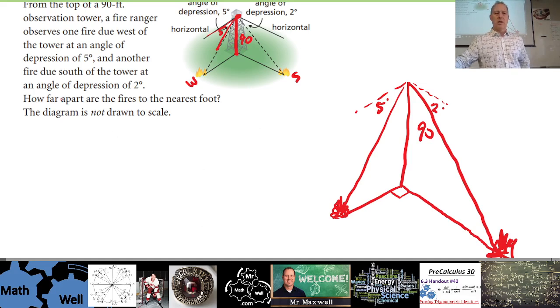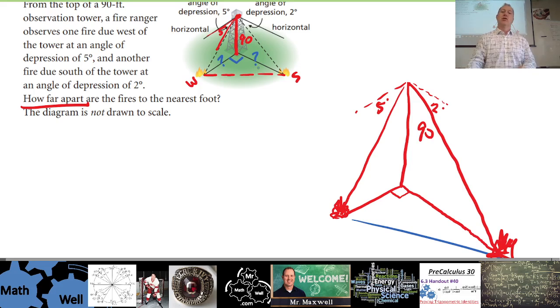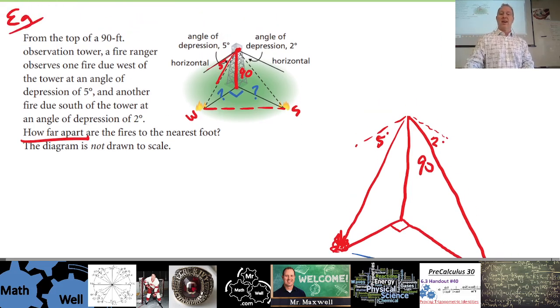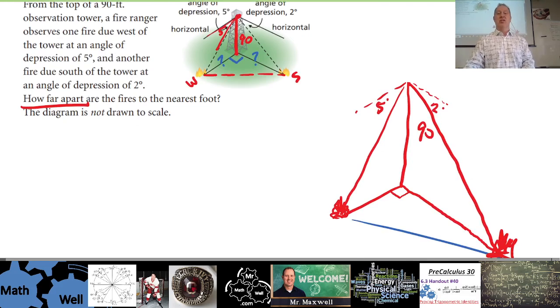Okay, so what's the actual question? How far apart are the fires to the nearest foot? So I'm looking for this distance right here. I know that because this is west and this is south, that's a 90 degree angle, which I did there. But I don't know this side length, I don't know this side length, I don't know any angles, I know nothing. Okay? So we got to try and figure something out first.